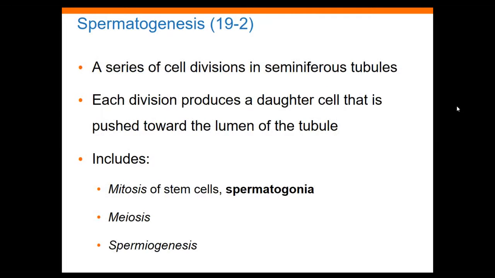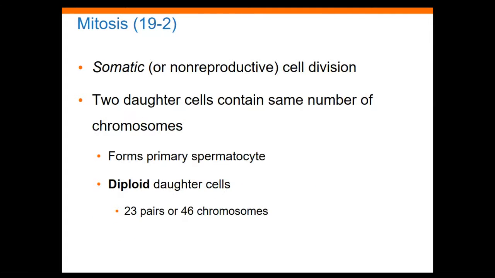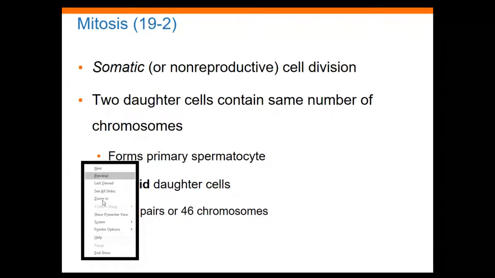So the process of sperm development is called spermatogenesis. Spermatogenesis takes place in these seminiferous tubules, and it is a series of cell divisions that take place with mitosis and meiosis. What happens is that each successive division produces daughter cells that go toward the lumen. Okay, let me go back.